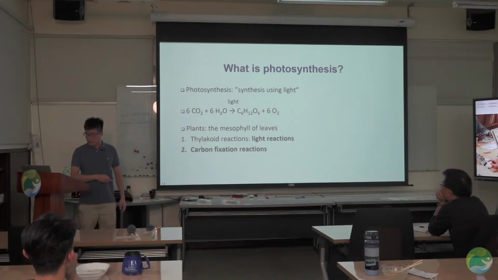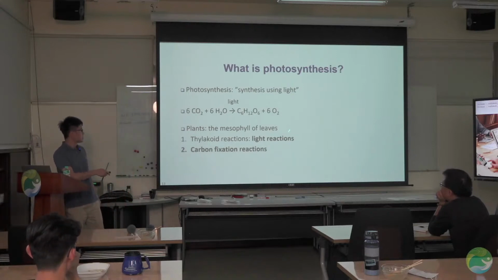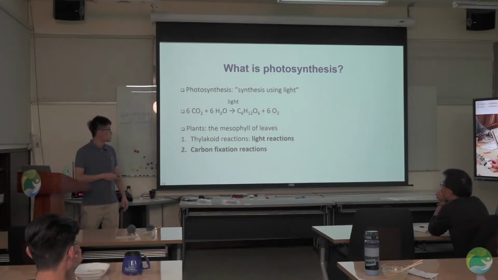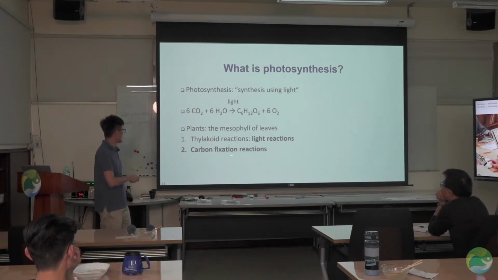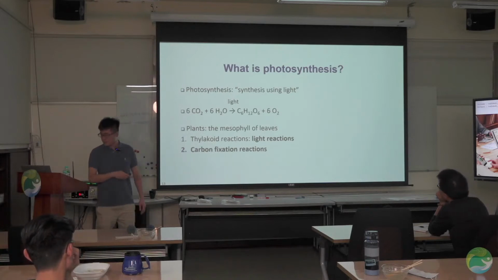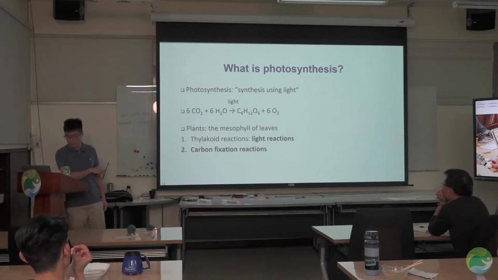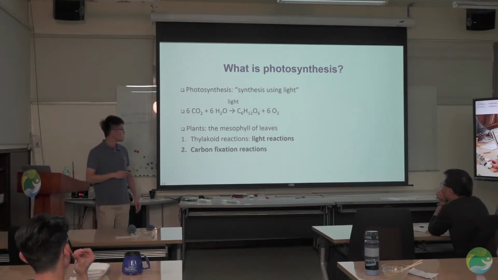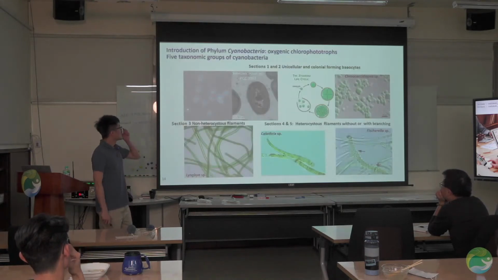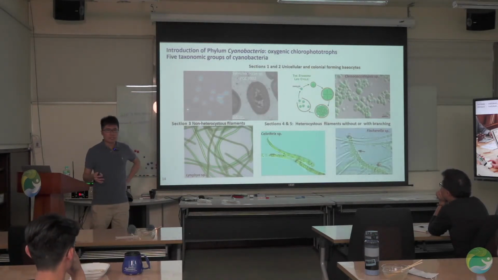So in plants, that happens in the mesophyll of the leaf. And there are two reactions called light reactions and carbon fixation reactions. It's not called dark reactions anymore. It's called carbon fixation reactions. So cyanobacteria can do photosynthesis.